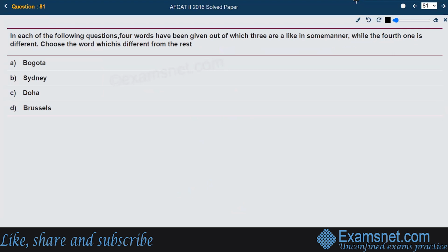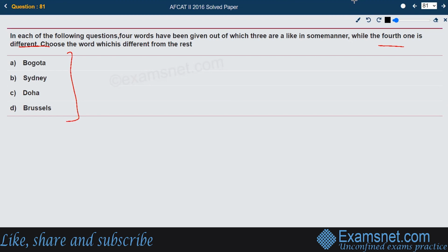Now, what's happening in this? We are supposed to find out... Okay. So now the question is, in each of the following questions, four words have been given, of which three are alike in some manner, while the fourth one is different. So what we are supposed to do is find out which ones are following some common pattern, and which one is completely different, that is the odd one out.